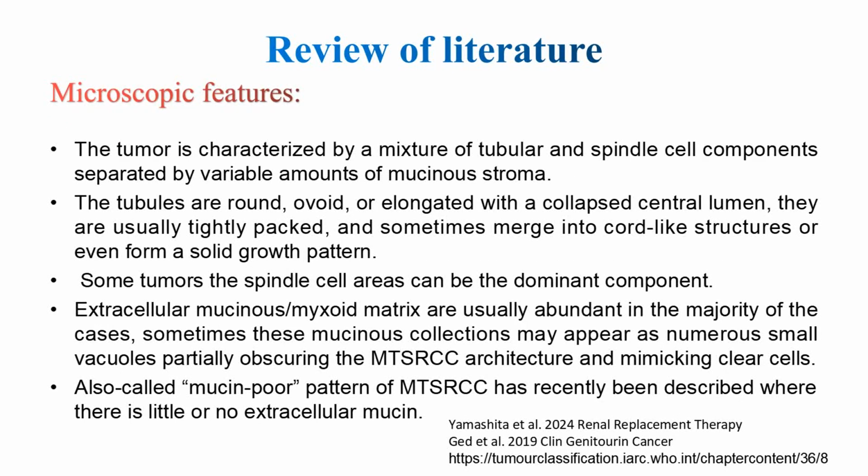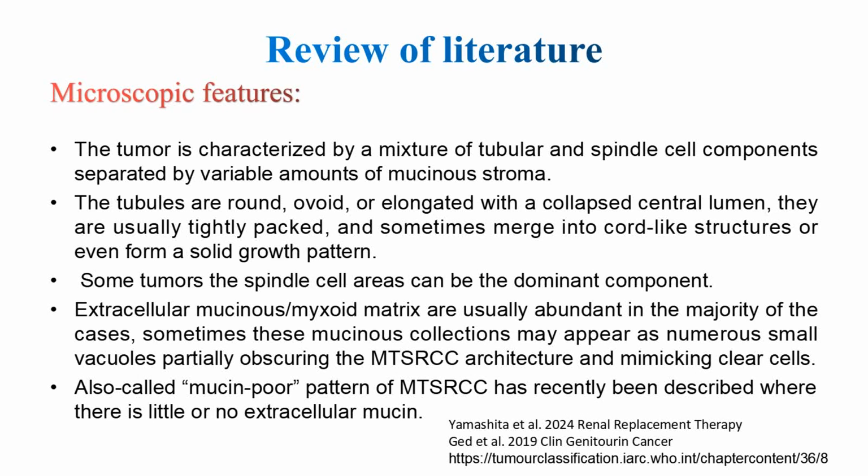And about the microscopic features, the tumor is characterized by a mixture of tubular and spindle cell components separated by variable amounts of mucinous stroma. The tubules are round, ovoid, or elongated with a collapsed central lumen. They are usually tightly packed and sometimes merge into cord-like structures or even form a solid growth pattern. In some tumors, the spindle cell areas can be the dominant component.